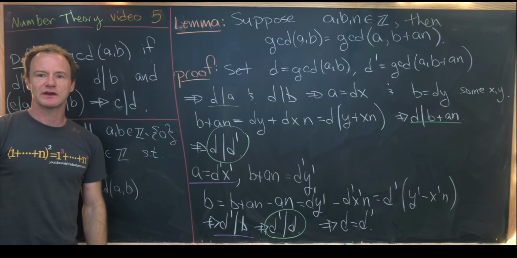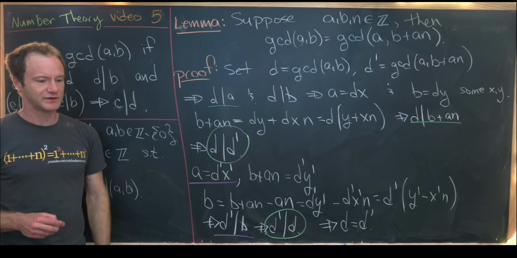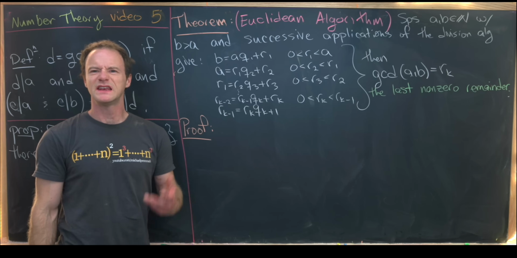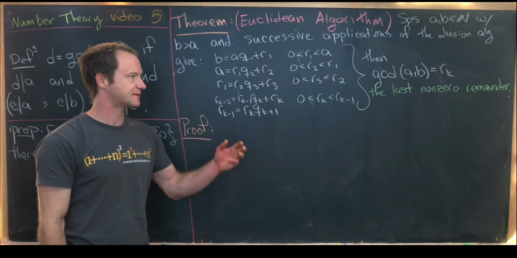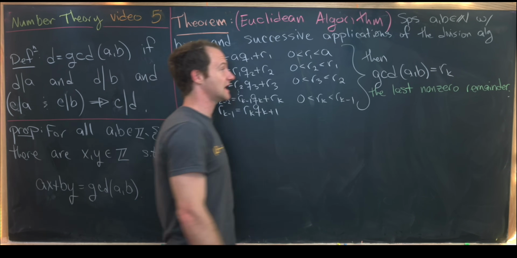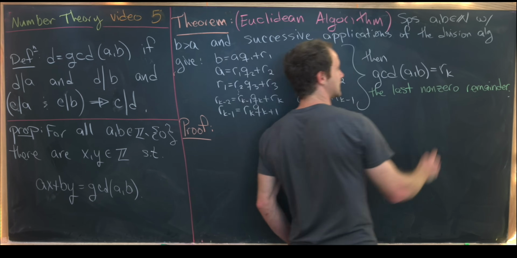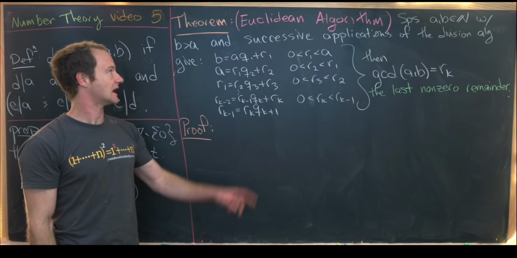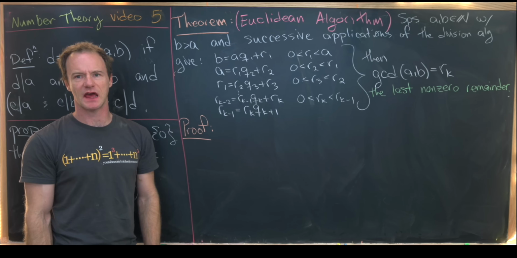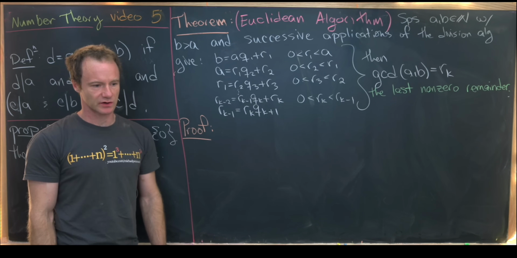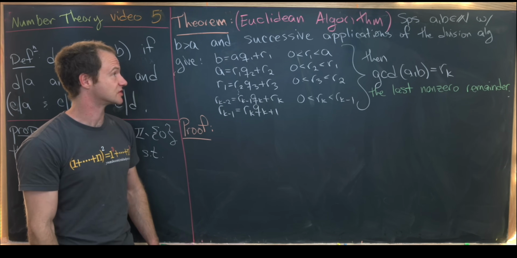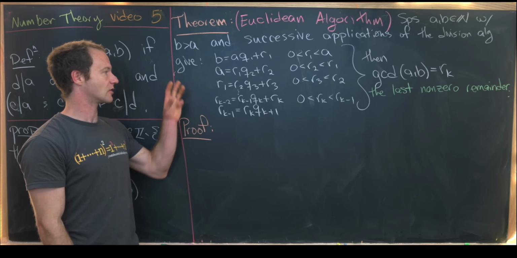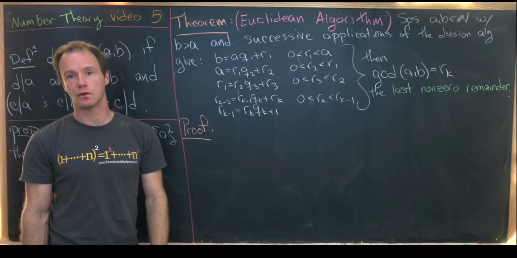Okay, so let's maybe get rid of this, and then we'll talk about a computational strategy for finding the greatest common divisor. Now we're going to look at a computational strategy for finding the greatest common divisor known as the Euclidean algorithm. So we want to start with two natural numbers a and b where b is bigger than a, although this can most assuredly be generalized to integers. And then successive applications of the division algorithm give us the following equations.